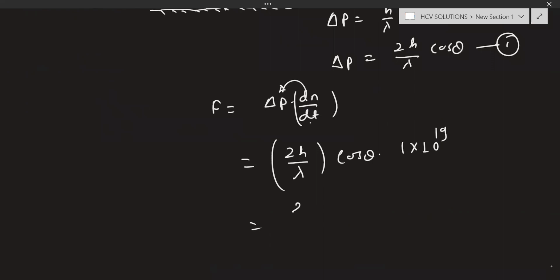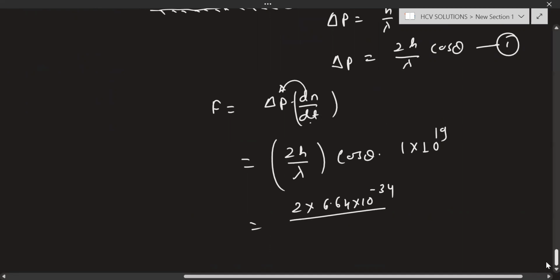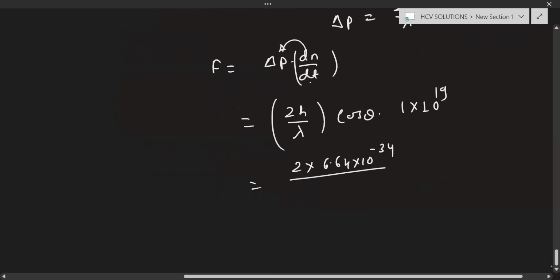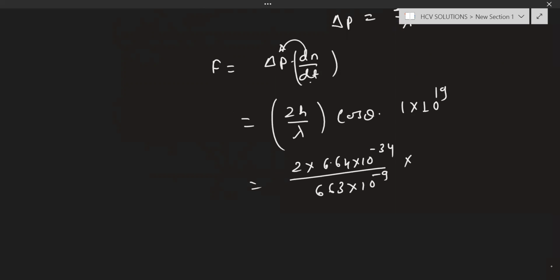So I'm writing 2 and the h value is 6.64 into 10 to the power minus 34, divided by lambda. The lambda value is given as 663 nanometer, that is 10 to the power minus 9. And cos theta is cos 60, whose value is 1 by 2. Then times 1 into 10 to the power 19. Just calculate this and we'll find the force.